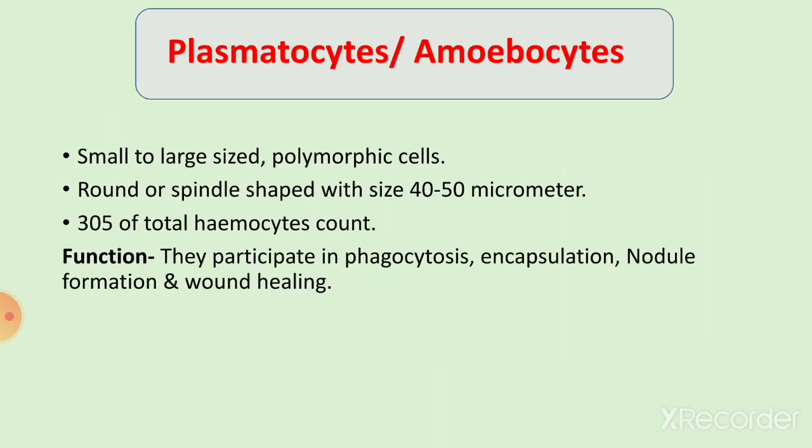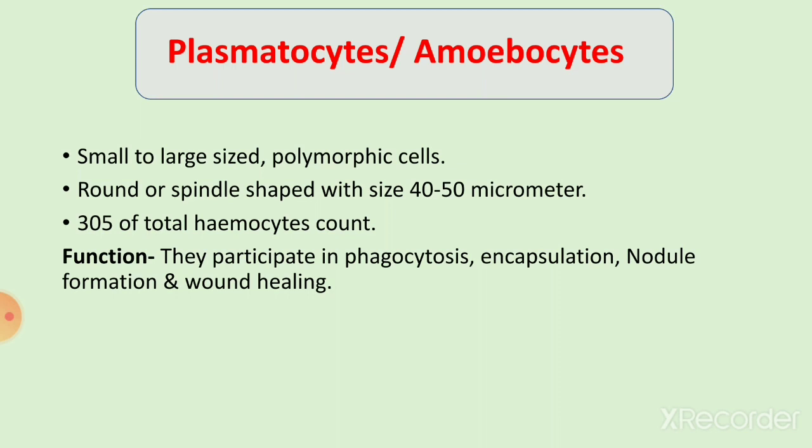The second one is plasmatocytes, or it is also known as amoebocytes. Plasmatocytes or plasmacytes are small to large size and polymorphic cells. They may be round or spindle shaped with the size ranging between 40 to 50 micrometer. Cytoplasm is either granular or agranular.